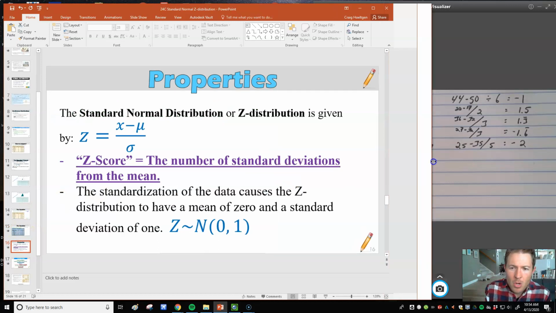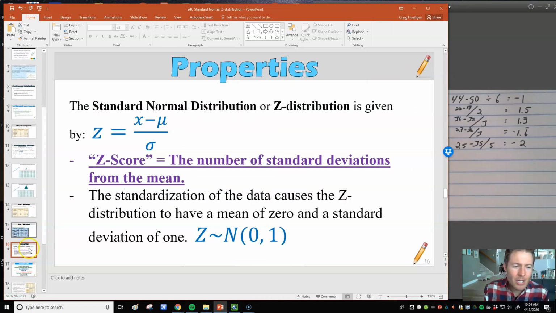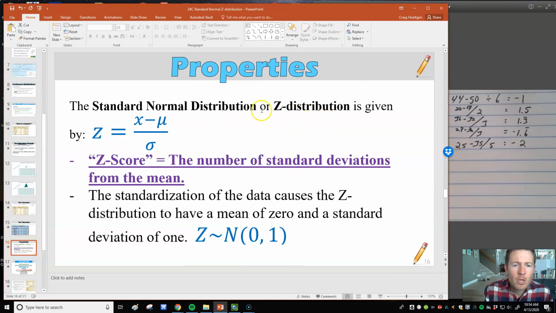Onward. Another big thing to write down. This is the second huge thing I would write down for everyone. All right, so again, the z-score. This is a big idea. The number of standard deviations from the mean. And we've seen this now. This is the third version of this we've seen.